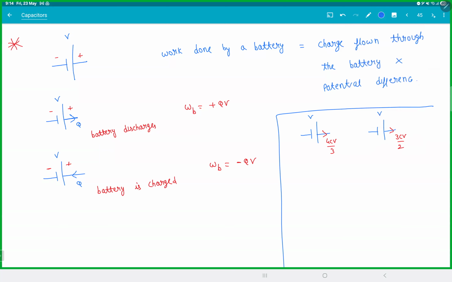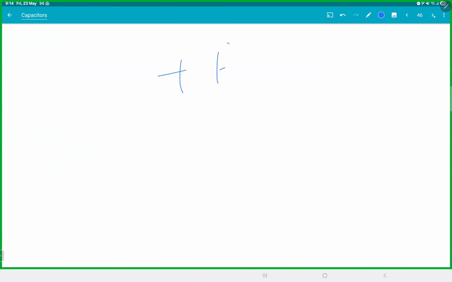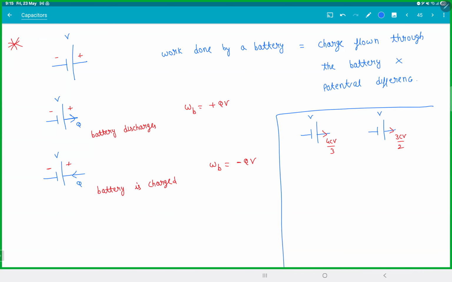Now remember, the question is heat produced when the switch was closed. So tell me one thing. Let's say, just an example, on the system here, initially there is 100 coulombs. When you close the battery, the charge became 120 coulombs. Does that mean the battery gave fresh 120? It just gave that extra 20, right? So all the charge didn't flow through the battery when you closed it. So the extra charge that flowed through the battery was 4CV/3 minus 3CV/2.